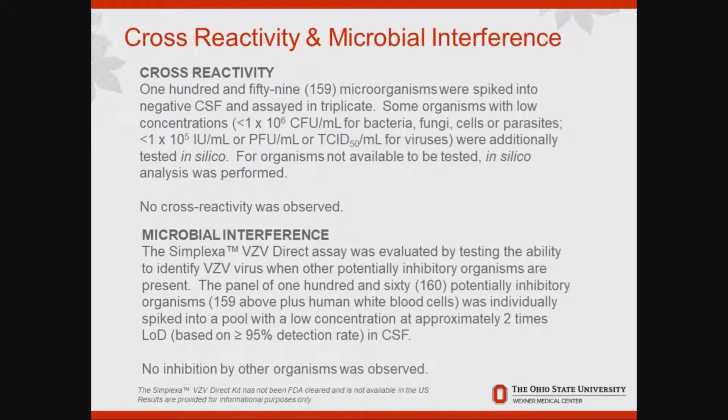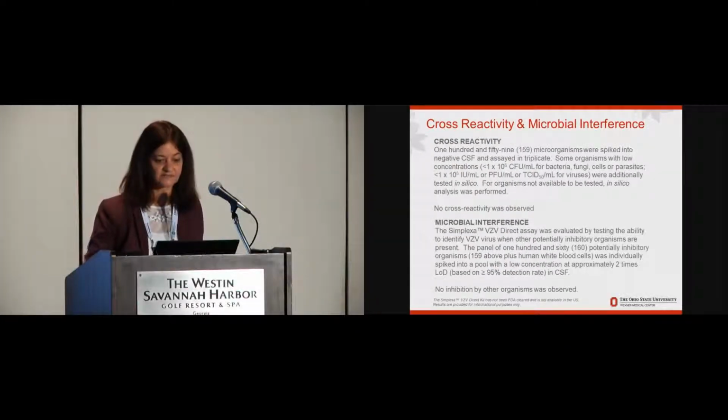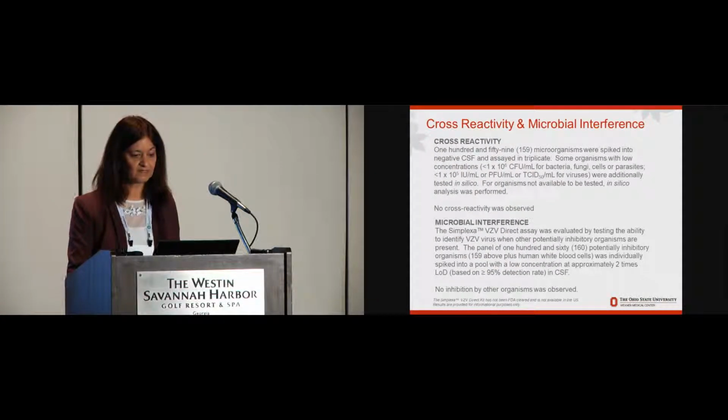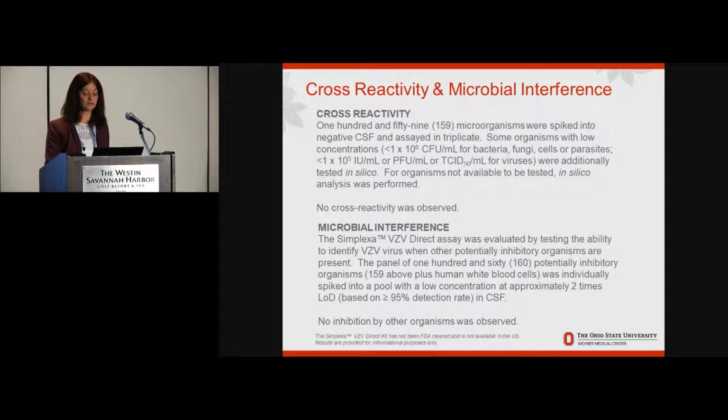Now, cross-reactivity is important to make sure there's not a false positive that one can get with different organisms, with bacteria, fungi, parasites. So about 159 microorganisms were spiked into negative CSF, again in triplicate. And for those other ones that were not available at the time, outside of the 159, in silico analysis was done, and there was no cross-reaction observed after spiking these entities into negative CSF.